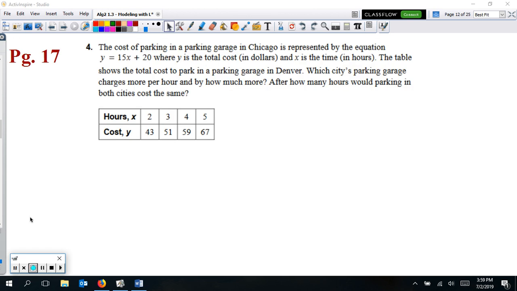Okay, so number 4, this problem here is a comparison problem. And they oftentimes want to give you this problem in tests and things, so you're going to be paying attention to this one in particular.